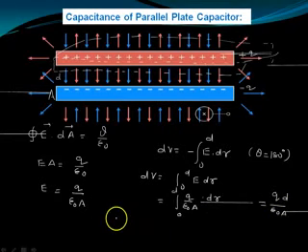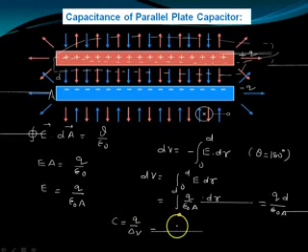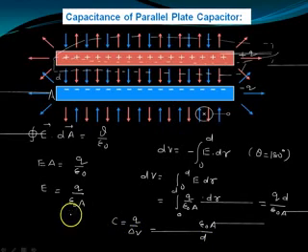Therefore capacitance can be written as Q upon potential difference. You will put the values, you will get the result epsilon naught A by D. I think there is some problem in the software, so please bear with it. So all of you will get the answer C equal to epsilon naught A by D.